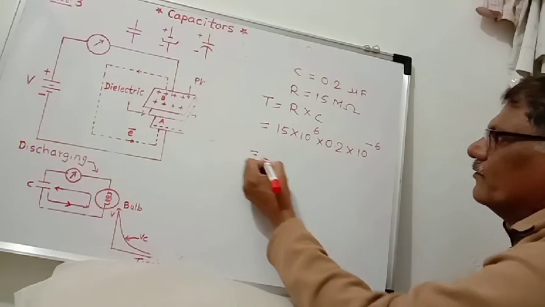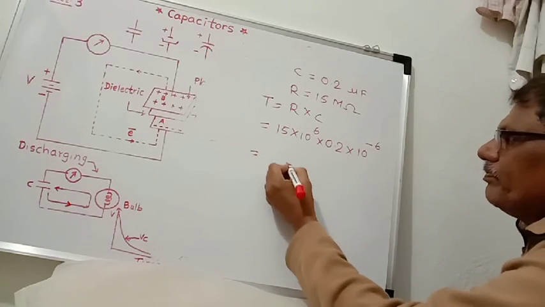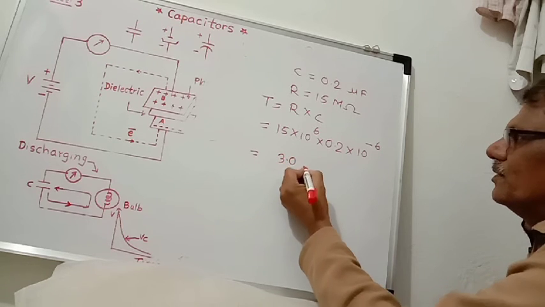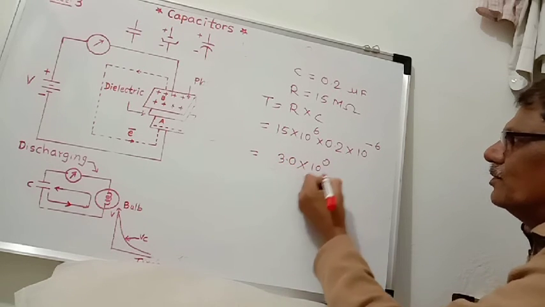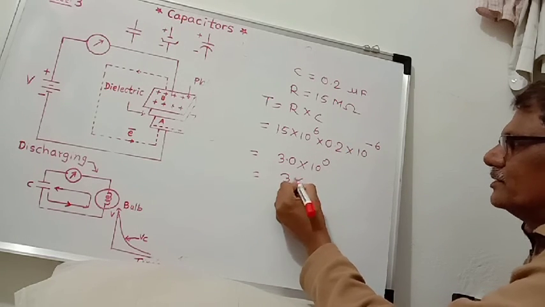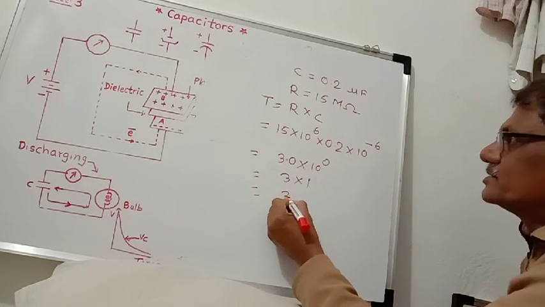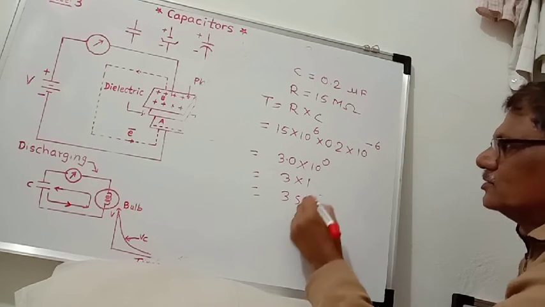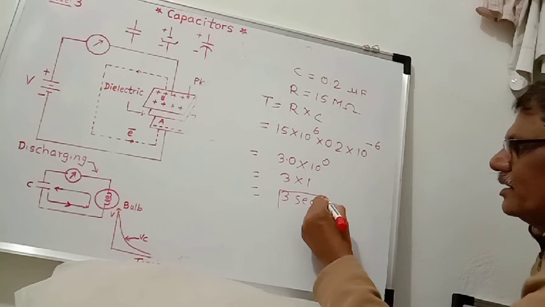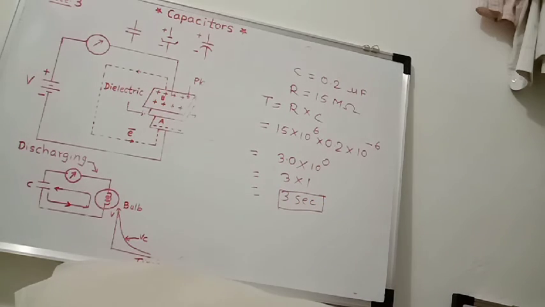So here we get 15 times 2 is 30, that is 3.0 into 10 raised to 0. So 10 raised to 0 means 1. So here we get 3 into 1, that means 3 seconds. So we get the time constant as 3 seconds.